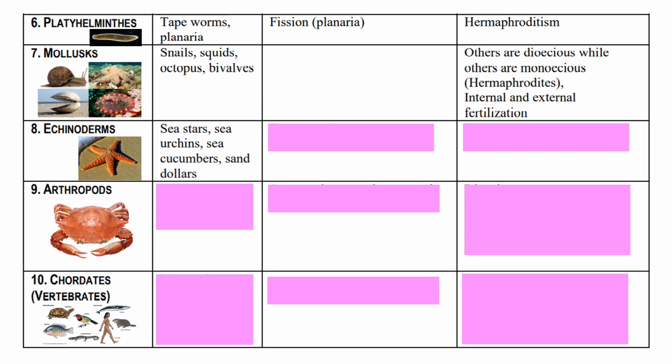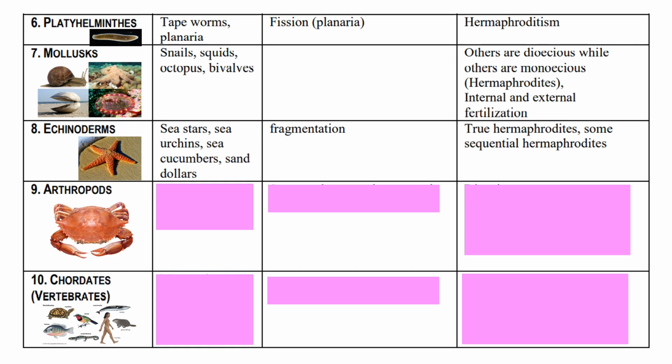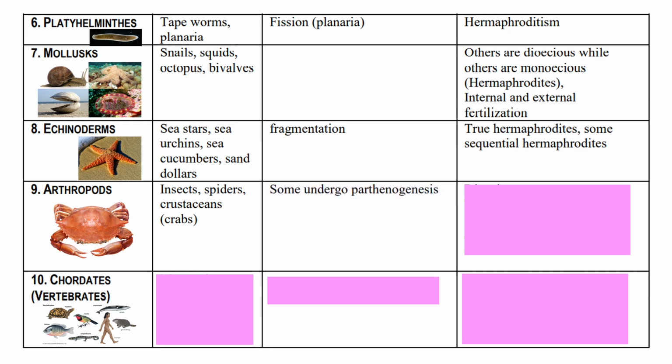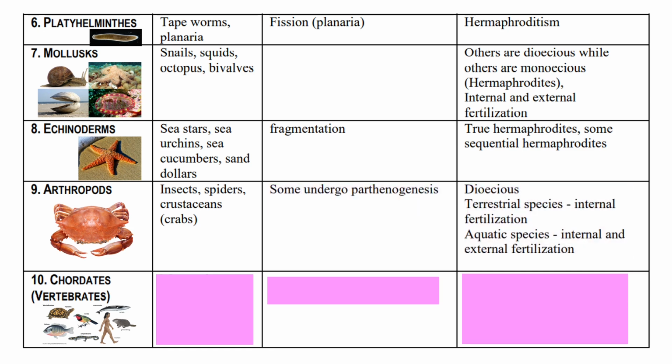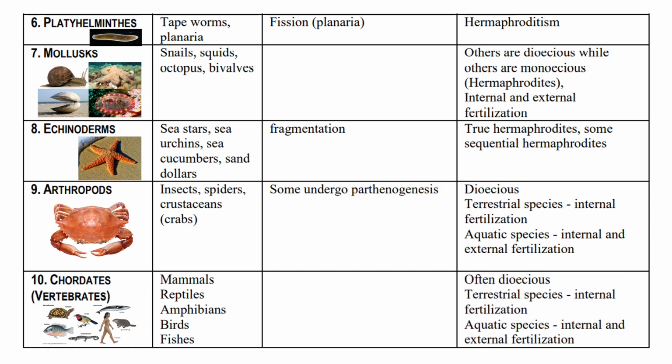For the echinoderms like starfish, sea urchins, fragmentation for asexual reproduction, and they are true hermaphrodites, and some are sequential hermaphrodites. For the arthropods, insects and spiders, crustaceans, the asexual reproduction is parthenogenesis for some, and they are dioecious for terrestrial species, internal fertilization, and aquatic species are internal and external fertilization. Finally, you have the chordates, mammals, reptiles, amphibians, birds, and fishes. So no asexual reproduction, generally speaking, and often dioecious, internal fertilization for terrestrial and internal and external fertilization for aquatic species. And that ends the discussion for 3.1.